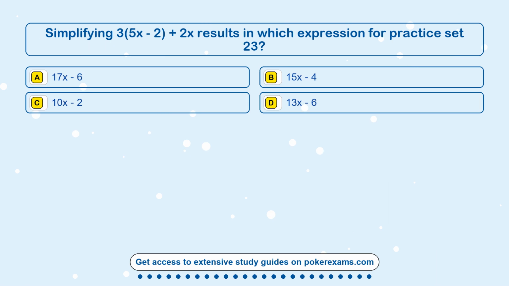Question 7. Simplifying 3(5x minus 2) plus 2x results in which expression for practice set 23? Option A 17x minus 6. Option B 15x minus 4. Option C 10x minus 2. Option D 13x minus 6.